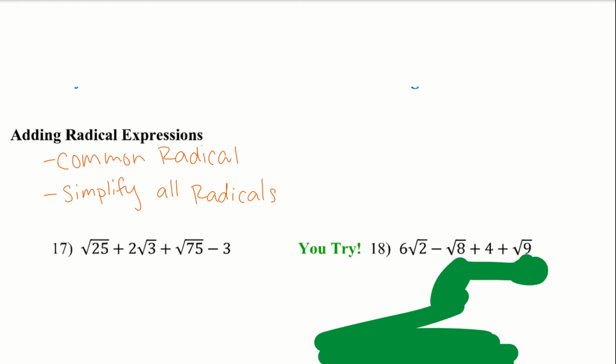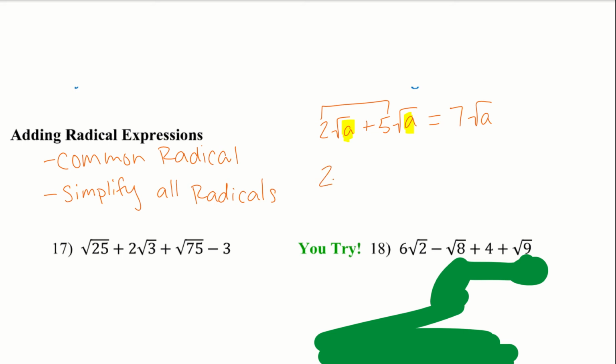So for example, if I have 2 root a plus 5 root a, I can combine these because they both have a underneath my square root. So if it was the square root of 2, I can combine them. 3, and so on. So I now have 7 root a. I was able to combine the two numbers in front, the coefficients, and add them together.